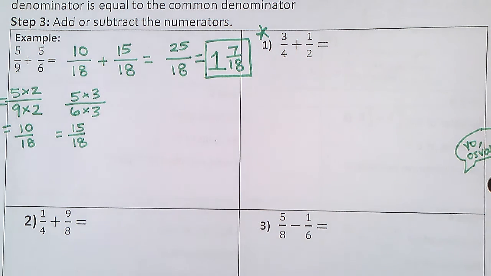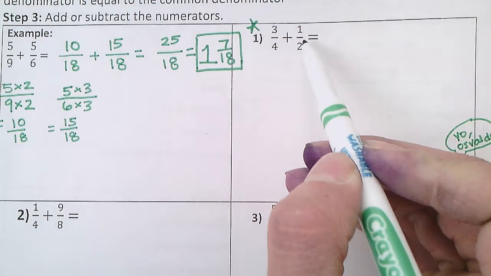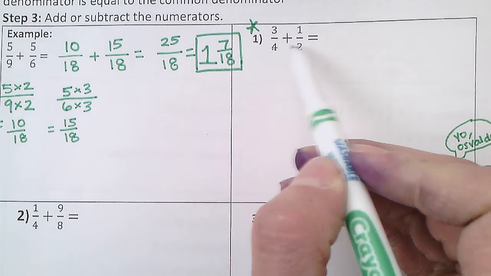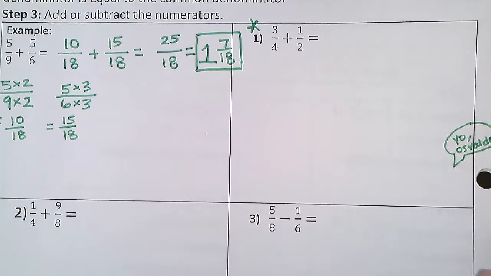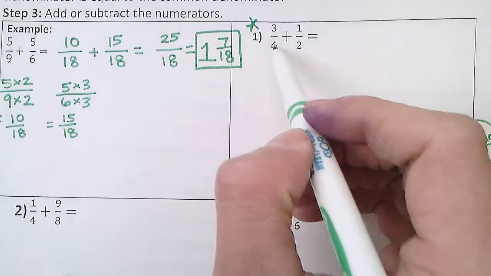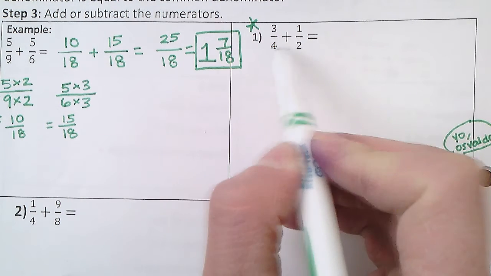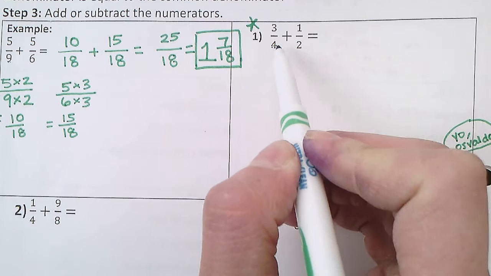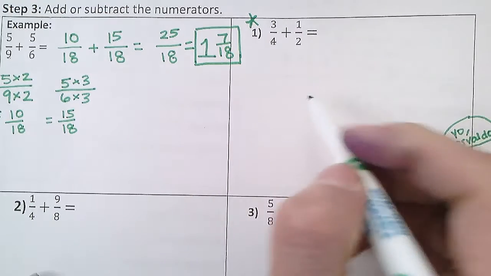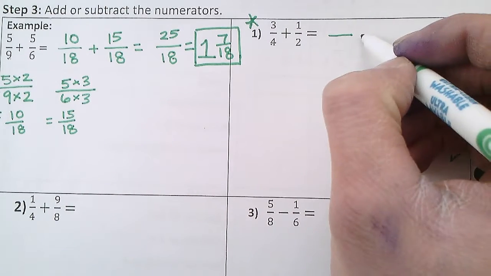Okay, now you've tried number 1 and you are checking your work. So 3/4 plus 1/2. These are not the same denominator, so I need to make them equal before I can add. And I'll check between 4 and 2. I look at the larger number, 4. Can I divide 2 evenly into 4? Yes, I can. So my common denominator is going to be 4.